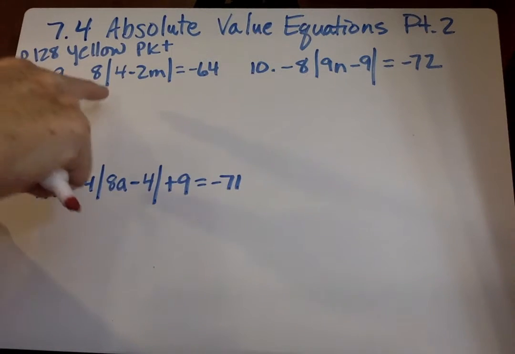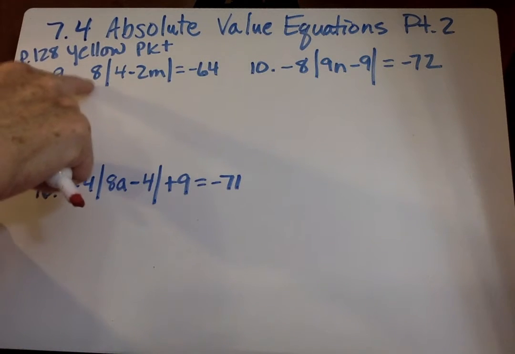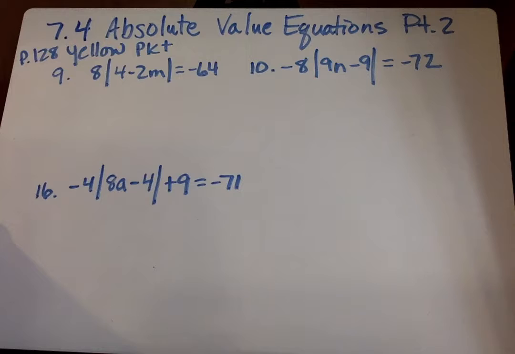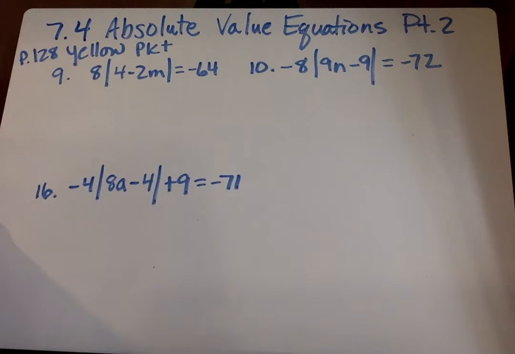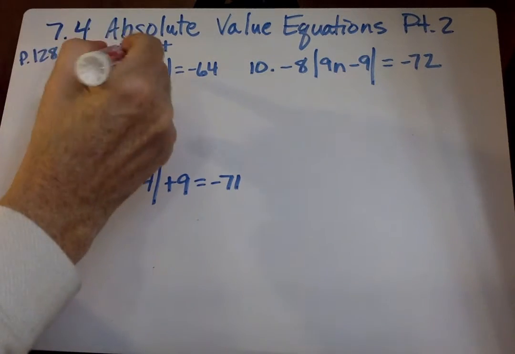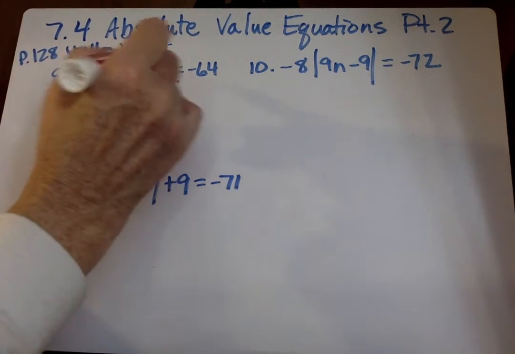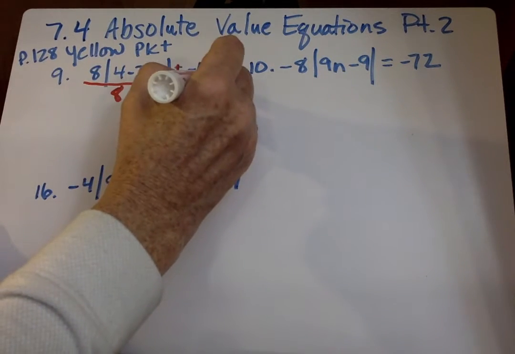Again, our first step is to isolate the absolute values. So this is 8. We do not distribute the 8 through the absolute values at all. We never distribute anything through the absolute values. So this is 8 times all of this, so we're going to divide by 8 first, this whole side and this whole side.